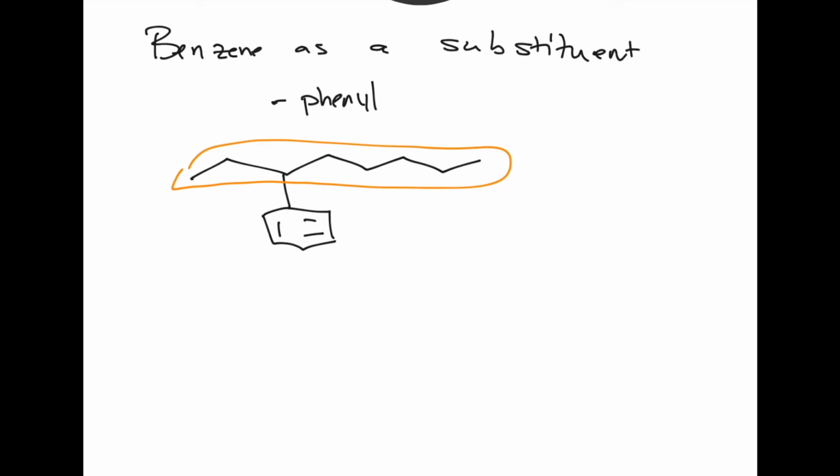So when you have benzene as a substituent, this would be like 3 phenyl, 4, 5, 6, 8, like 3 phenyl octane. Now, as I have established, I think through 2 semesters, organic chemists are lazy, and if we can avoid drawing stuff, we will.